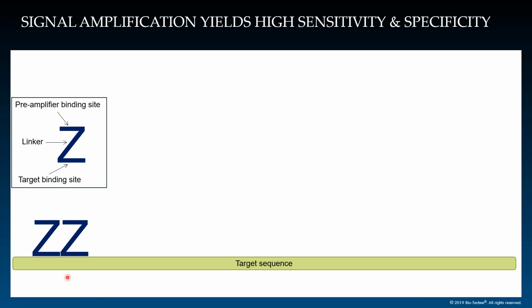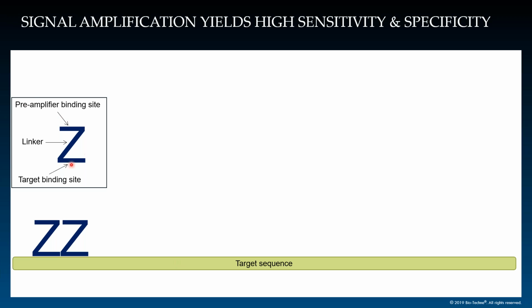As you can see on the screen, we depict our probes as Z molecules to highlight the different parts of this probe. The preamplifier binding site is the foundation of your signal amplification tree. The target binding site is where the probe binds to the target sequence of interest.